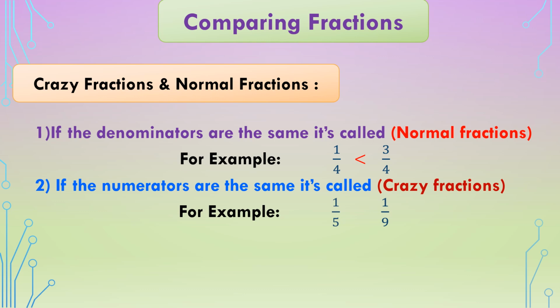But if the numerators are the same, it's called crazy fraction. For example, 1 over 9 and 1 over 5. It's crazy. Why? Because the numerators are the same. Look at the bottom: 5 and 9. Crazy fractions mean the big is small and the small is big. So, which is bigger here? 1 over 9 or 1 over 5? Yes, 1 over 5 is bigger than 1 over 9.